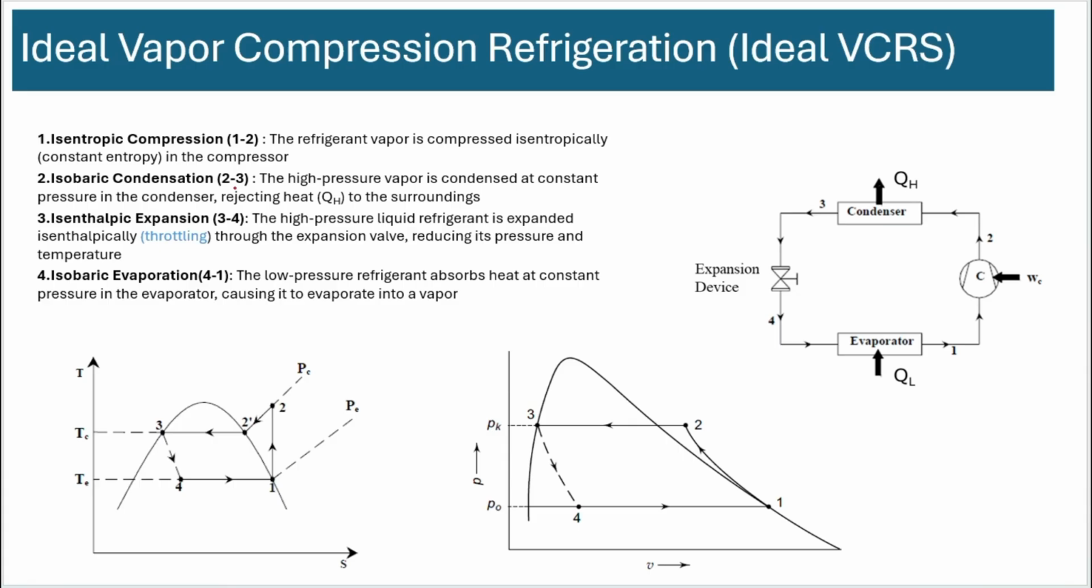So process 1 to 2, compressed isentropically to a really high temperature in the compressor. Okay, this is the hottest point, and we usually call it the discharge temperature of the compressor. That's the hottest temperature in your system. And that temperature is cooled to temperature 3, which is usually referred to as the condenser temperature.